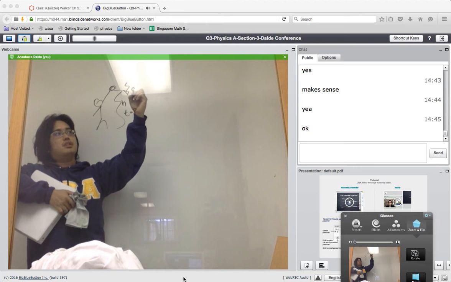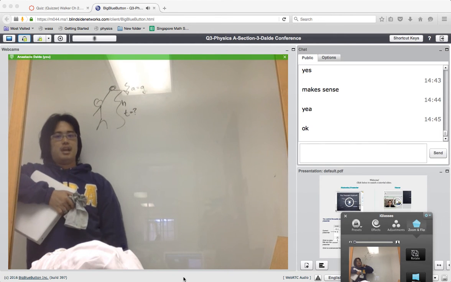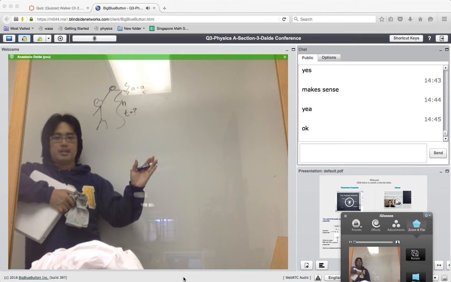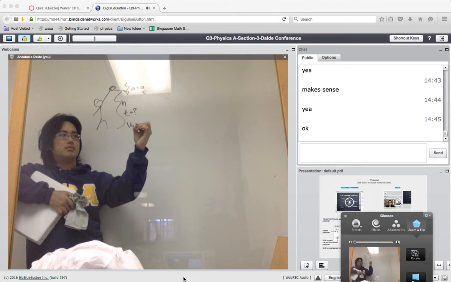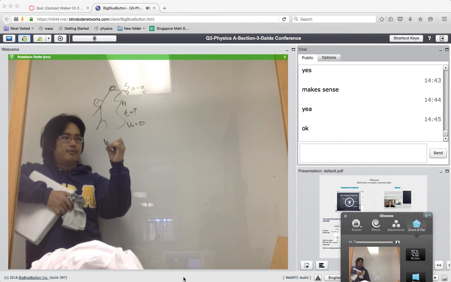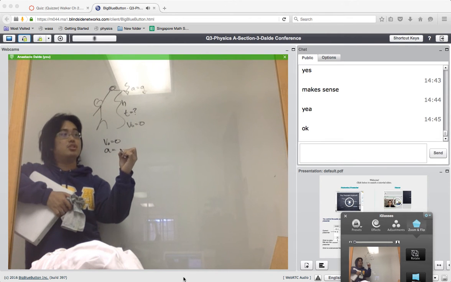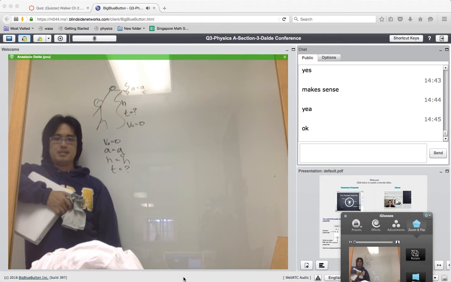Acceleration is equal to g in the down direction, and I don't have any initial velocity. I just drop it from rest, so v naught is equal to 0. Okay, let's list out our 5 things. V naught equals 0. Acceleration equals g. H is equal to h. And t equals what? Does that make sense?